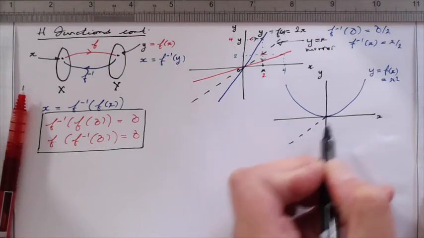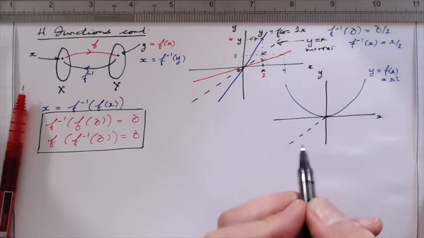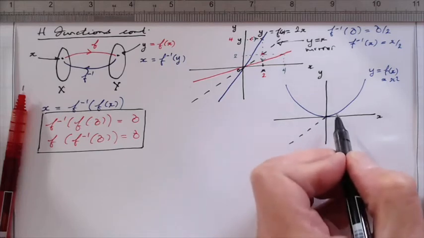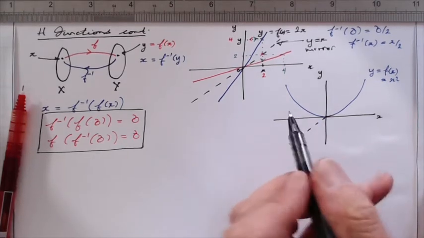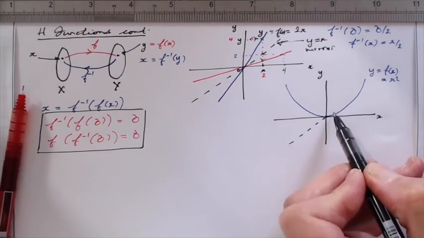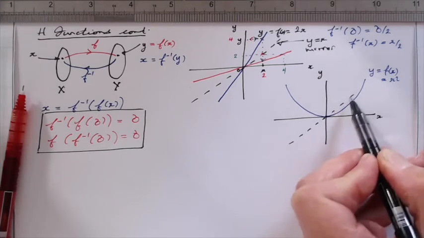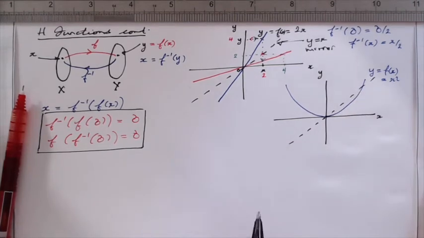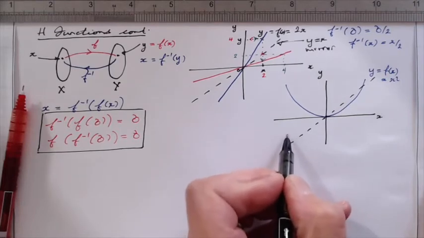So there's that diagonal line. It's hard to sketch without tilting the paper. I'm just going to change where I'm sitting to see if I can sketch this. So there's that diagonal line y equals x. Think of that as the mirror.